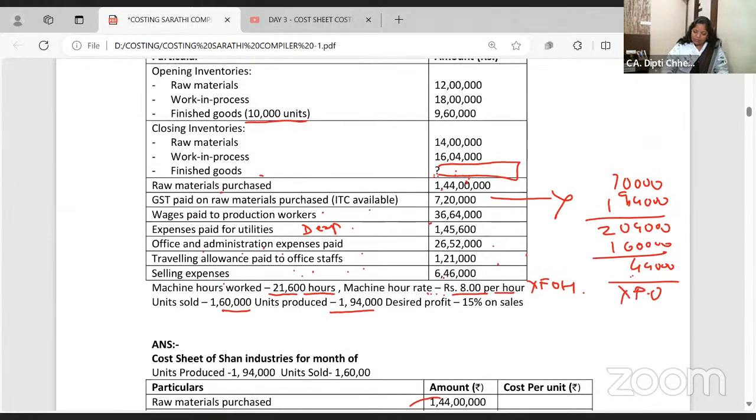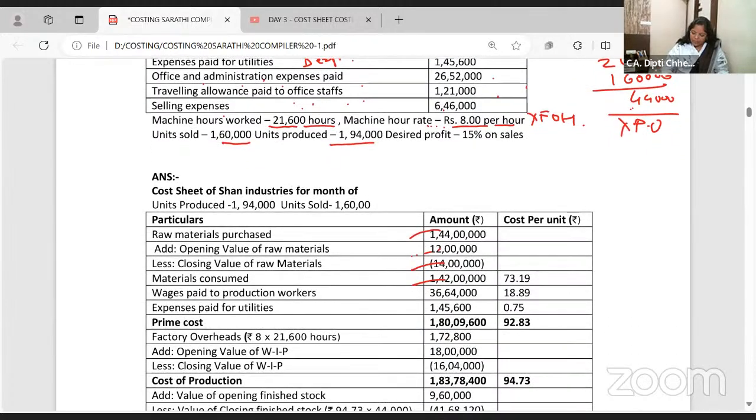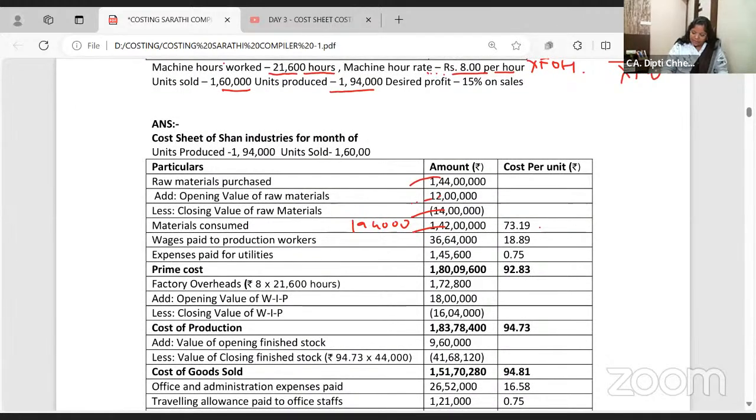Material consumed 1 crore 42 lakhs divide by number of units produced. 1,94,000 units are produced. Itna material. So you got this as per unit. This is optional. I'll tell you where to do if required.